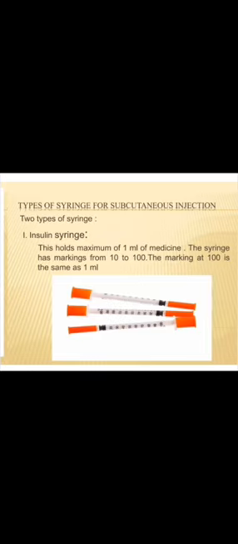Types of syringes for subcutaneous injection. Insulin syringe. This holds a maximum of 1 ml of medicine. The syringe has markings from 10 to 100. The marking at 100 is the same as 1 ml.